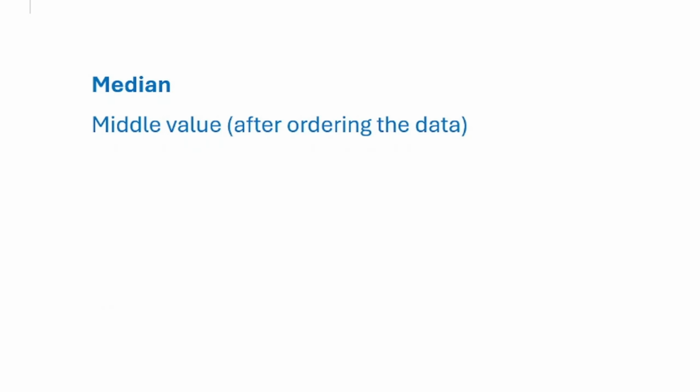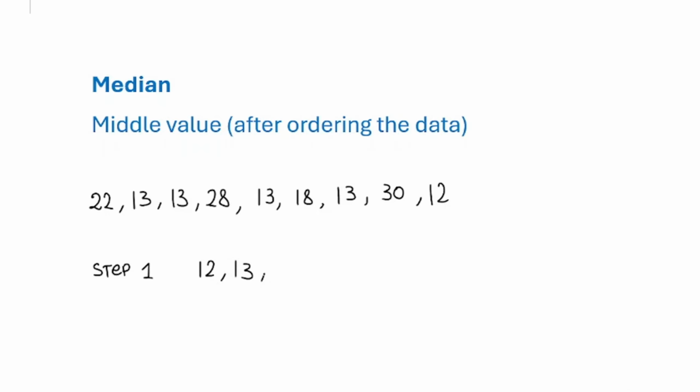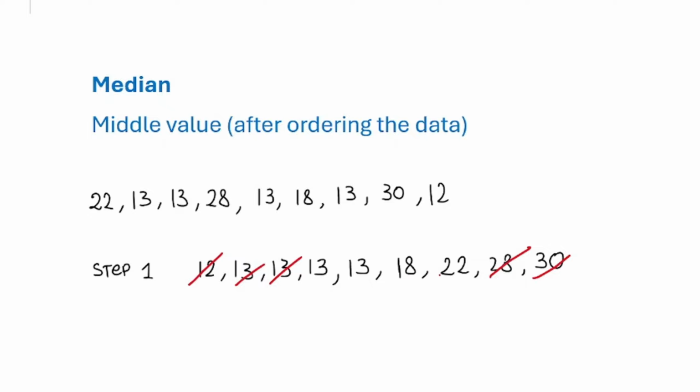Median is different, and this is where many students get confused. The median is the middle value, but only after ordering the data from smallest to largest. This is always the first step when finding the median. So, in step 1, we order the values from smallest to largest. Once the values are ordered, we eliminate them in pairs. One from the beginning, one from the end. First and last, then again, first and last. We continue until only one value is left. That value is the median. In this case, the median is 13.